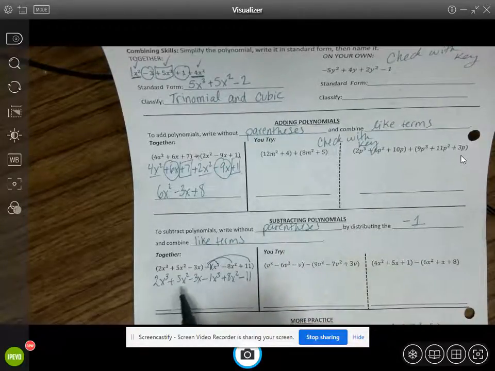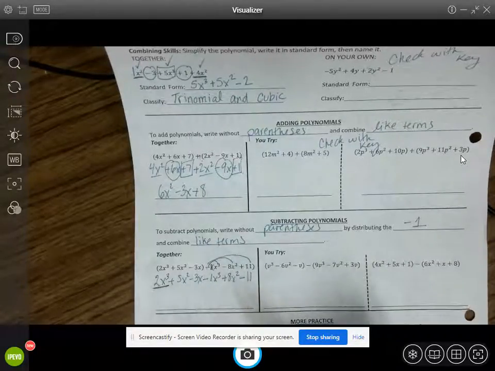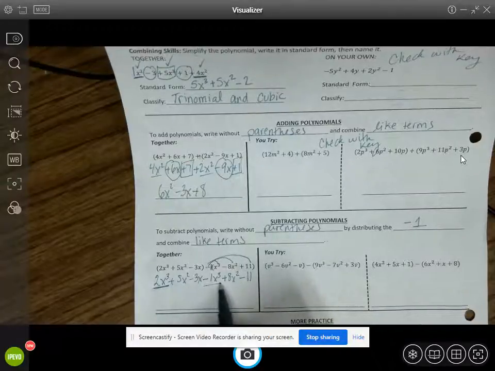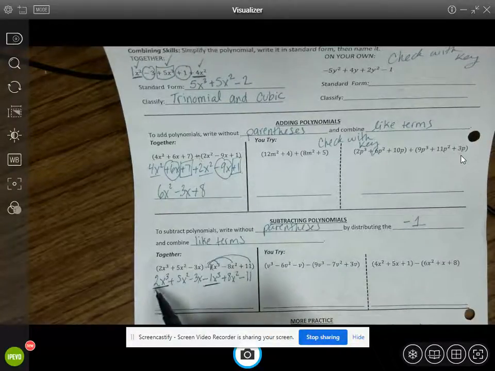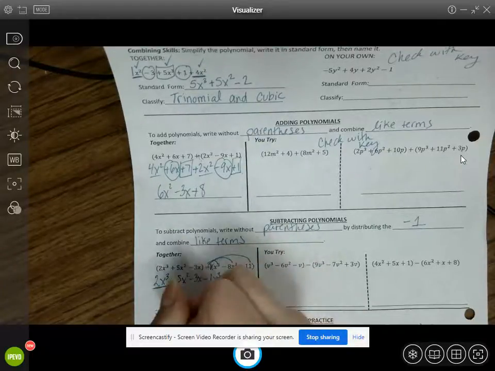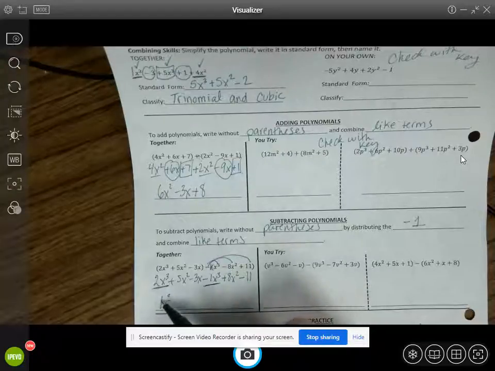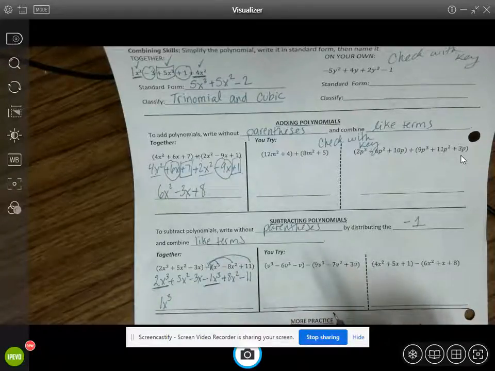So we want to look for the largest exponents first, which I start with the x to the 3rd, and then look for any like terms. So I have another x to the 3rd, 2x cubed minus 1x cubed. Well, 2 minus 1 is 1x cubed. Remember, you do not need the 1 in front. You can just write x cubed, your choice.